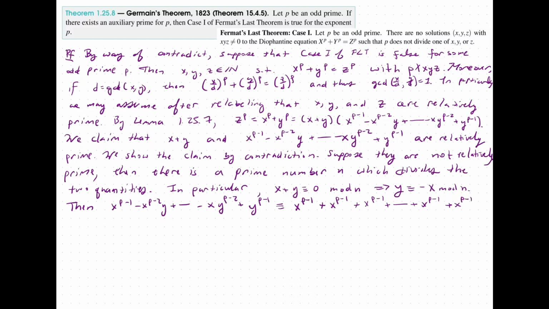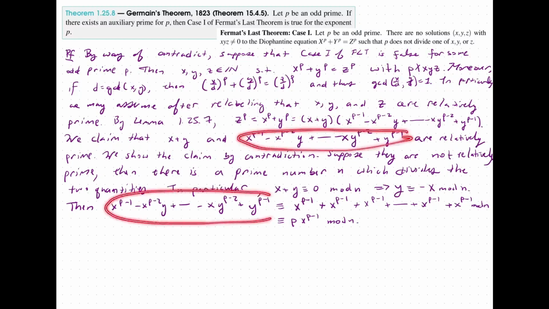But this has, in here, p terms. Oh, and this is modulo n. And so what we have is that this is congruent to p times x to the p minus 1 modulo n. But here's the thing. We started this argument by assuming that n is prime, and specifically n is a prime that divides both x plus y and this quantity. So this quantity that we were just looking at is divisible by n.